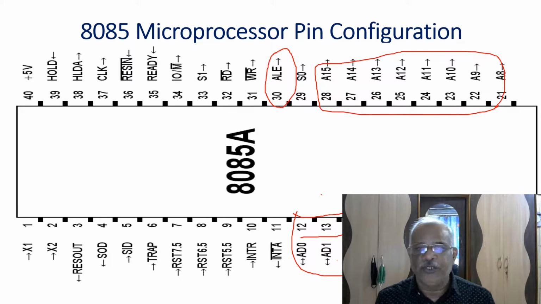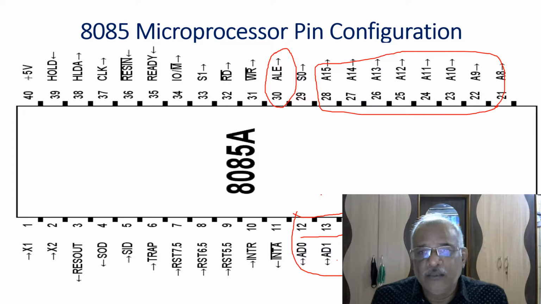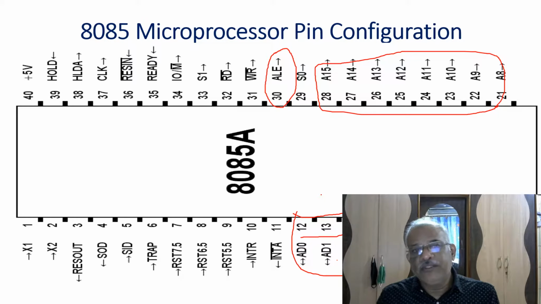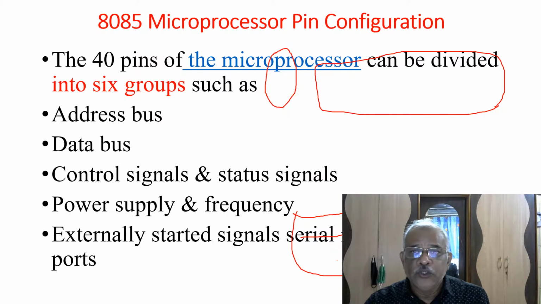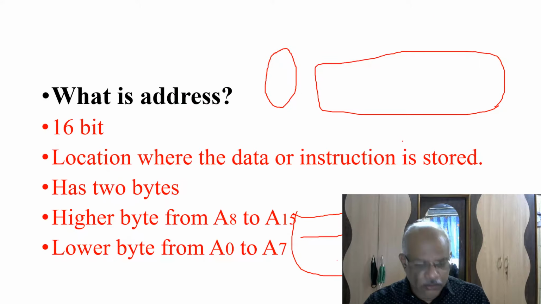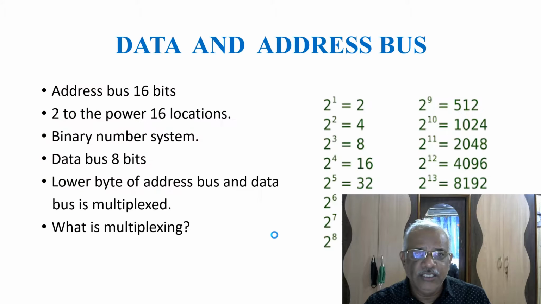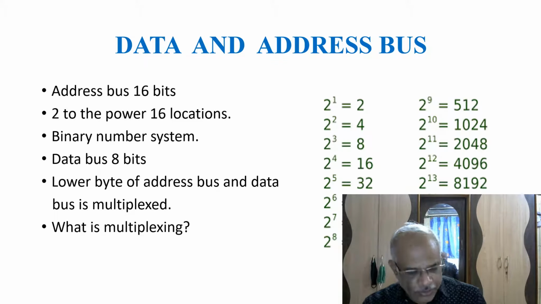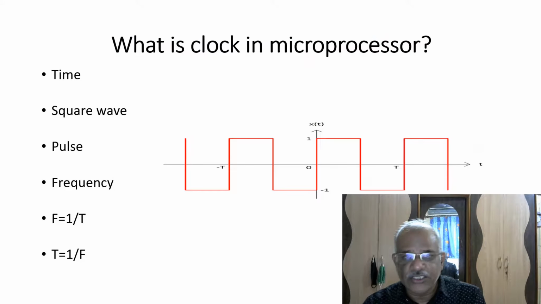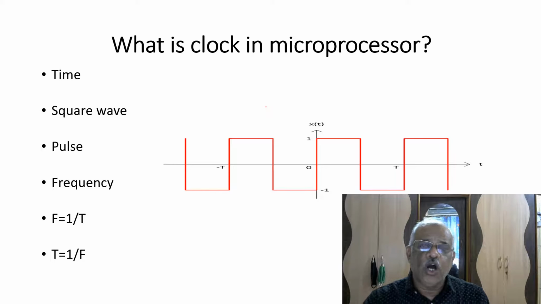Remember, this is a very important concept, this is a very novel concept, and we will try to understand the benefits of this multiplexing, because at the time of interfacing, the microprocessor has to demultiplex this particular address bus and data bus. That also we will see. Now, address bus we have seen, then the concept of 2 raised to 16, that also we have seen. We will go further. In the next slide we will try to understand what is clock in the microprocessor.